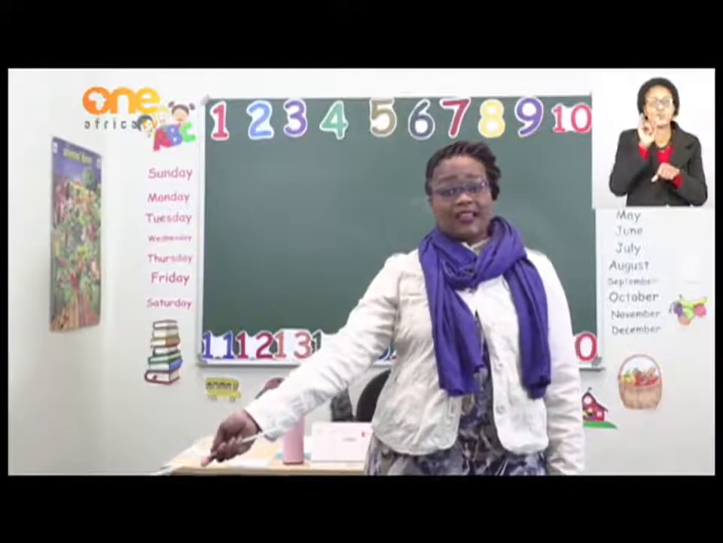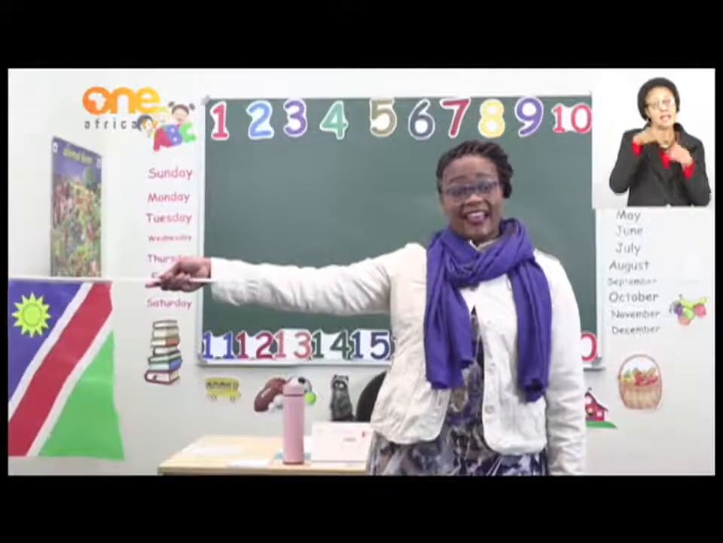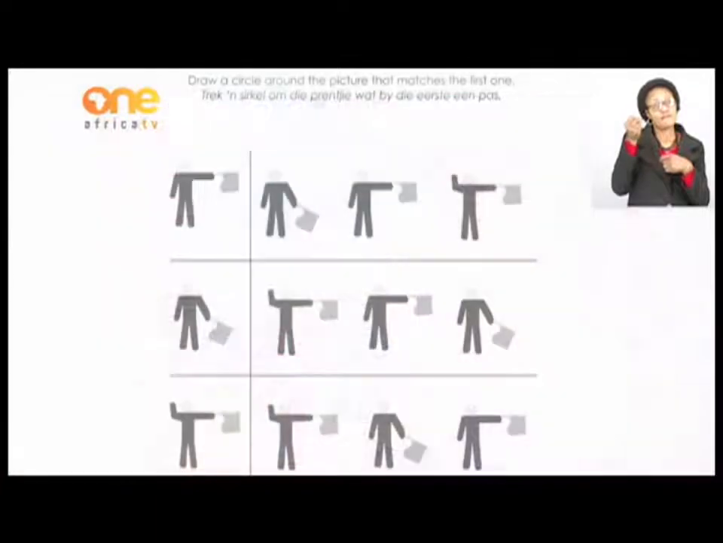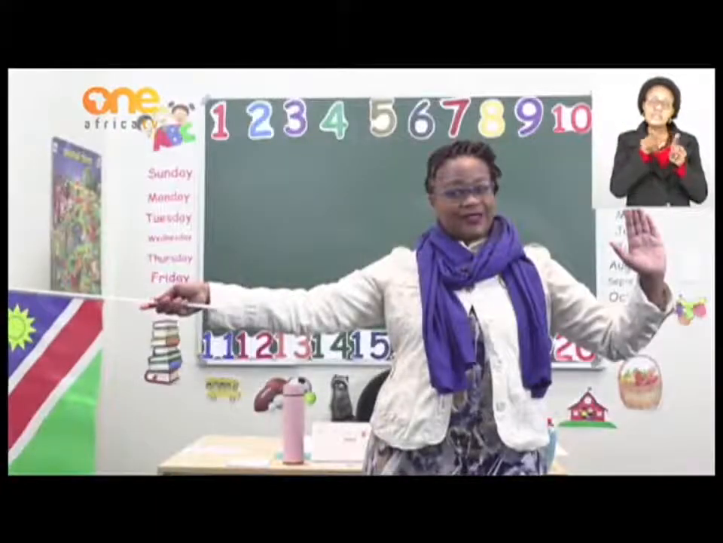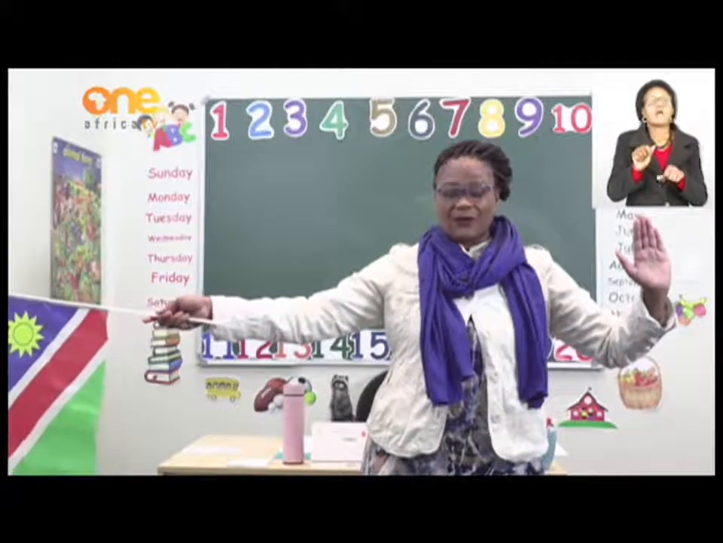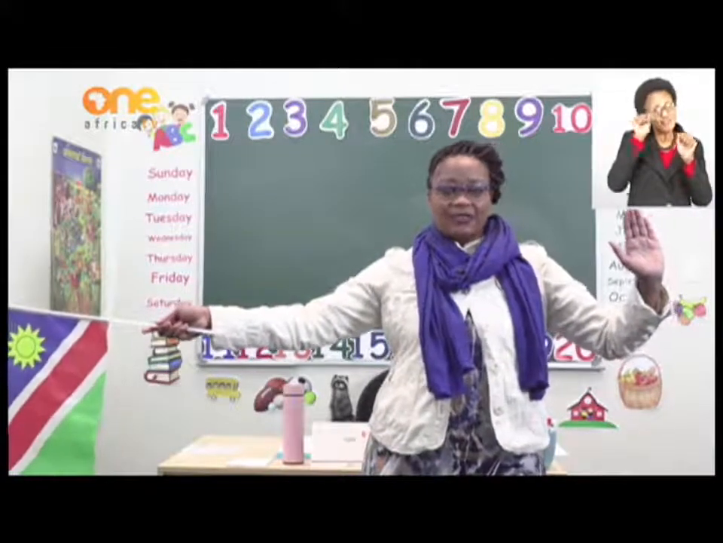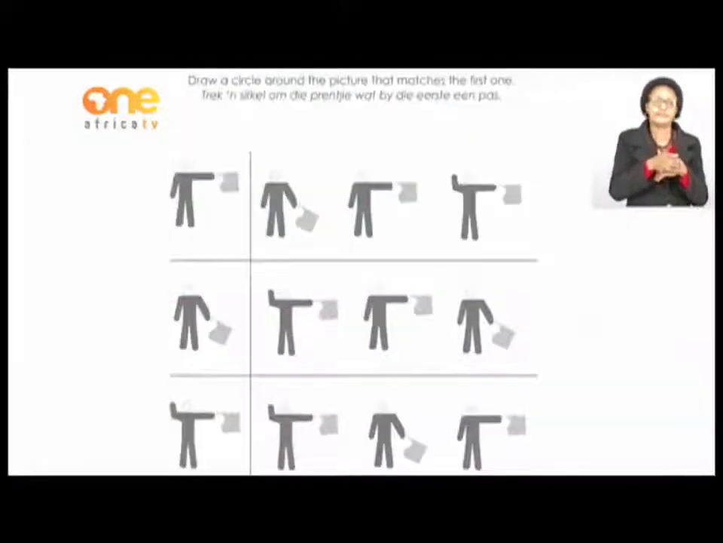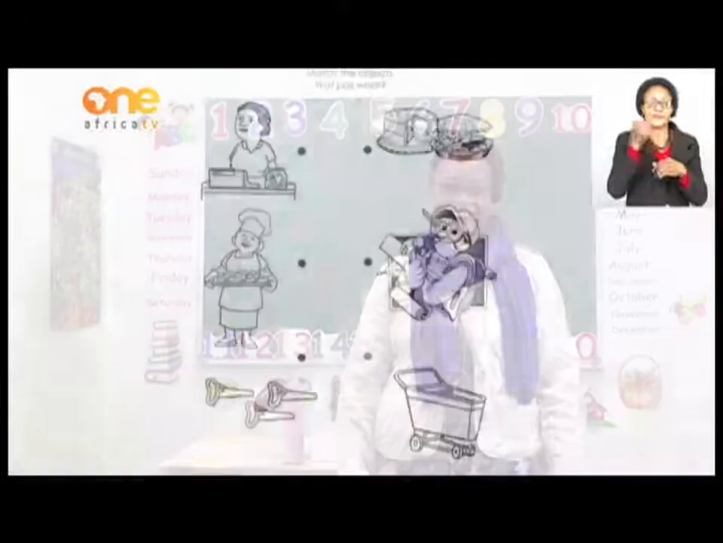The last one has a man with the flag and his hand is up like this. Which picture has a man that looks like that? Very good. I'm sure you did this one and I'm sure it was very easy. And I would like you to just double check with the picture as well. Let's move on to the next exercise.